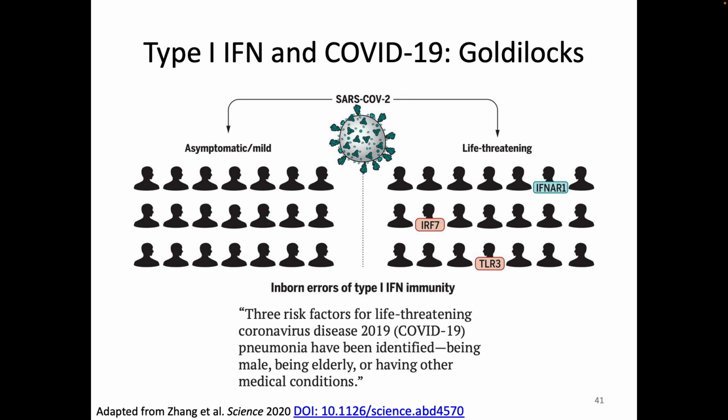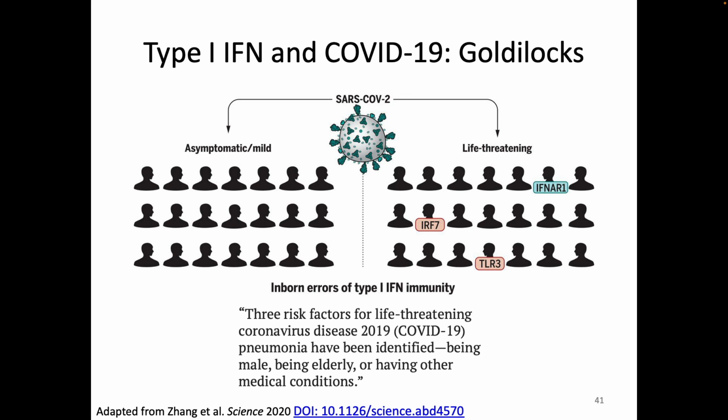Type 1 interferon and COVID-19 are one of many examples of this Goldilocks model. Where here, as I've told you, it's kind of a problem that we're inhibiting this response.